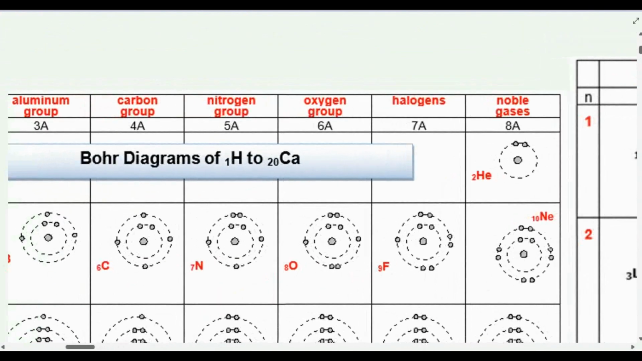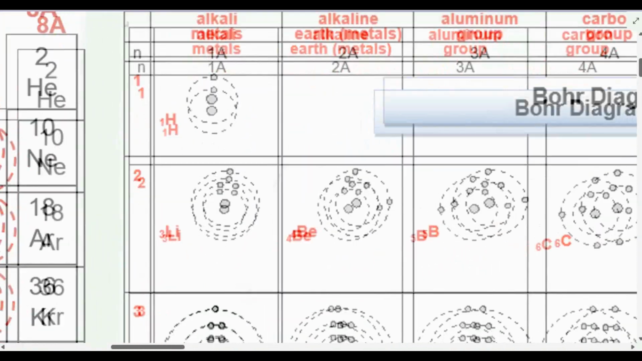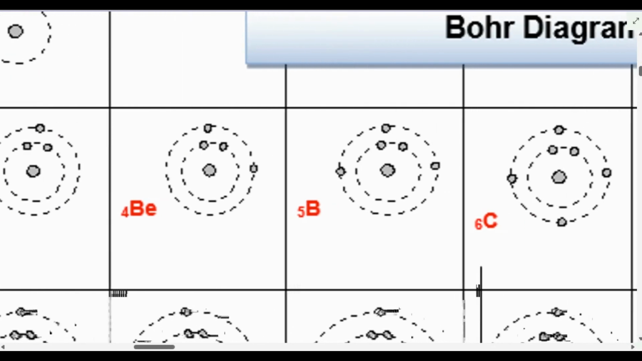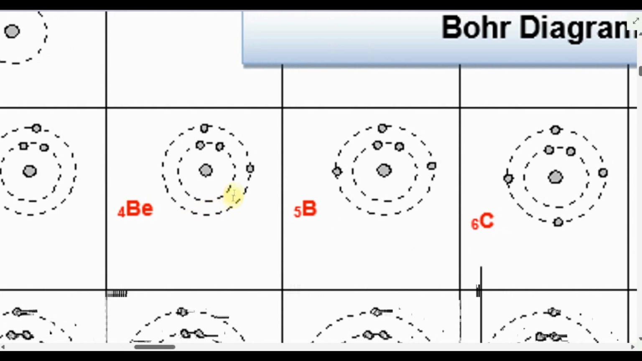Element number 3 is lithium, which is here in the second period on the far left. It has 3 protons in the nucleus, and therefore it has 3 electrons. The first 2 are filling the first shell like helium, and then the third electron is now in the second shell. Beryllium, element number 4 with 4 protons and 4 electrons, has a full first shell like helium and 2 electrons in the second shell. Now, beginning within the second shell and beyond, there's room for more than 2 electrons.